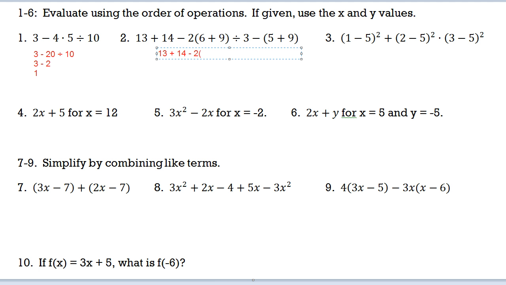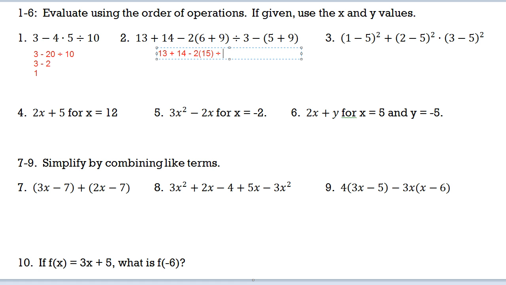And then a lot of times students ask me, well, should I distribute? In this case, I personally wouldn't. You could as long as you were doing it correctly, but there's no reason to. Because take a look at the 2 things that are inside the parentheses. There's a 6 and there's a 9. We're adding them together. Since we know that 6 plus 9 is 15, there's no reason to distribute.